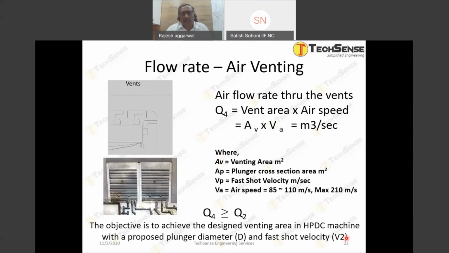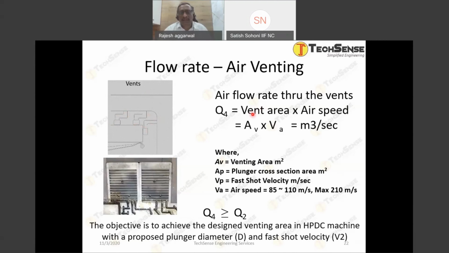Similarly, there is a fourth activity happening inside the black box, the die: the air venting. Before the aluminum or the liquid metal comes in, the cavity is filled with air. That air must be taken out of the cavity. And how do we do that? Mostly we provide venting, the chill vent, or the vacuum, or the conventional venting. Conventional venting is what we see in the top image.